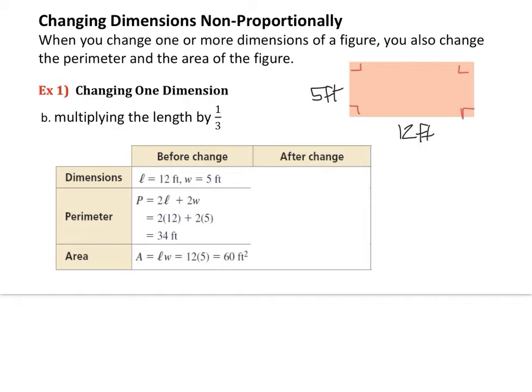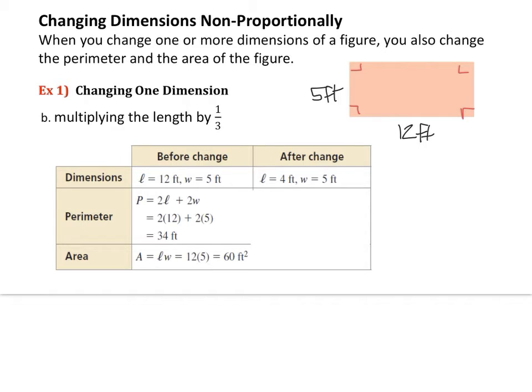So the perimeter we know as the formula for a rectangle is twice the length plus twice the width. So plug in your 12 and your 5, work out the math. So our perimeter is 34 feet. For area, length times width, so 12 times 5, 60 square feet. So this is before we change anything. So now let's take a look at after the change. So 1/3 of the length. That means you're going to multiply 12 by 1/3, or in other words, divide 12 by 3, resulting in a length of 4 feet now.